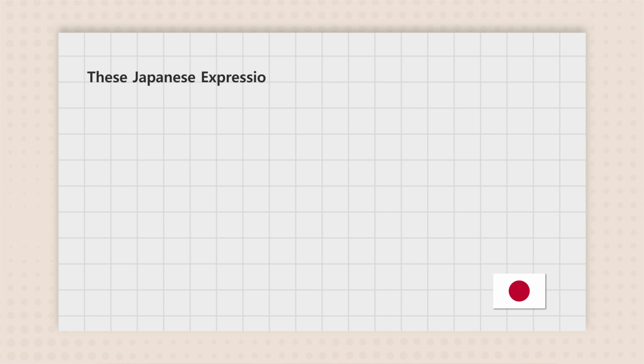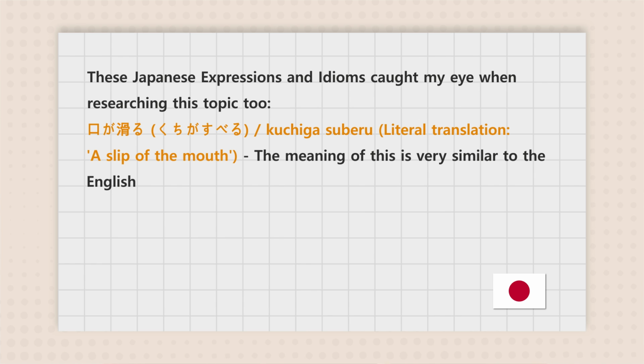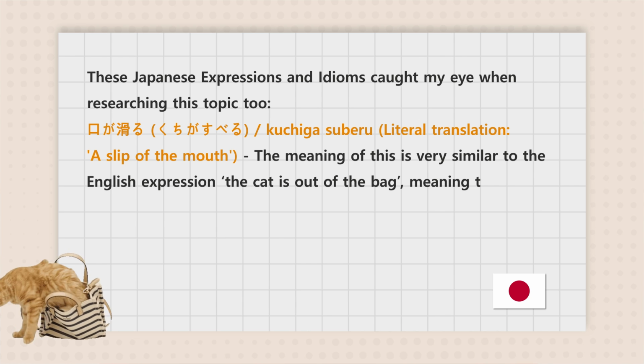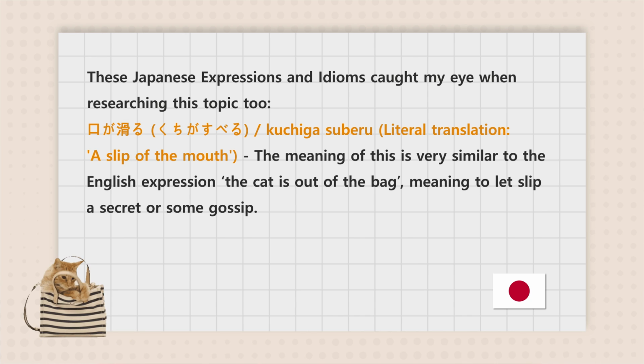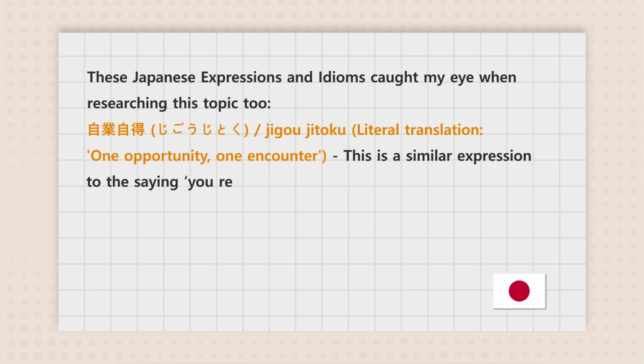These Japanese expressions and idioms also caught my eye when researching this topic. Kuchiga suberu, a slip of the mouth. The meaning of this is very similar to the English expression, the cat is out of the bag, meaning to let slip a secret or some gossip. Then there's this, one opportunity, one encounter. This is a similar expression to the saying, you reap what you sow.